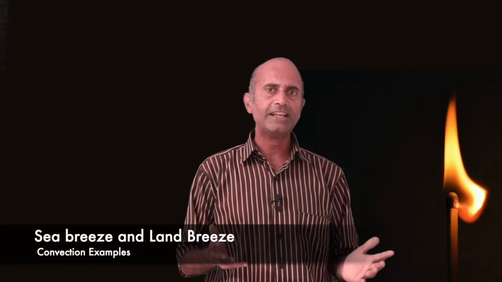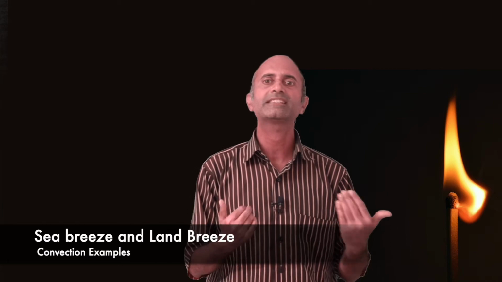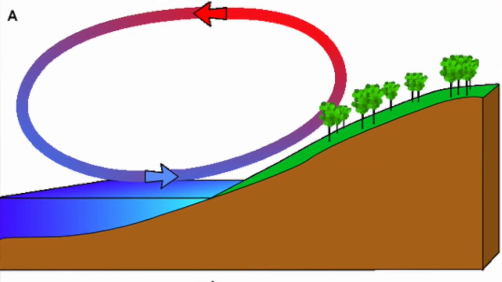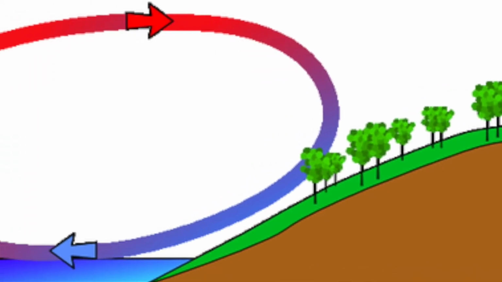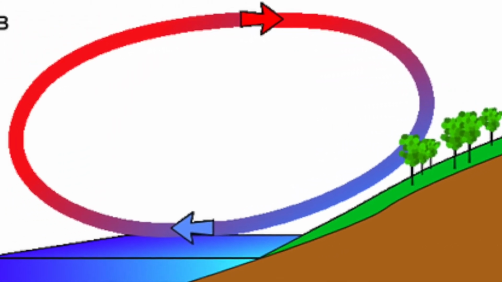The two very good applications of convection are sea breeze and land breeze. So what do we mean by sea breeze and land breeze? Sea breeze is air which comes from sea towards land, and land breeze is the air which comes from land towards sea. So this is a very good application of convection.